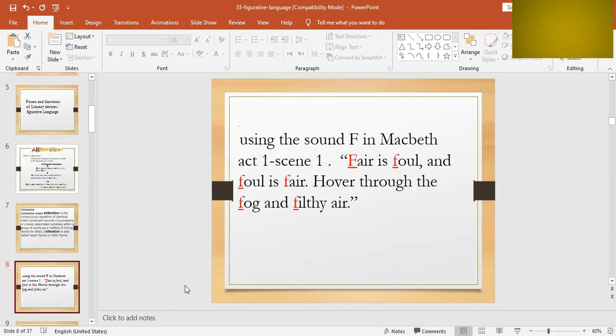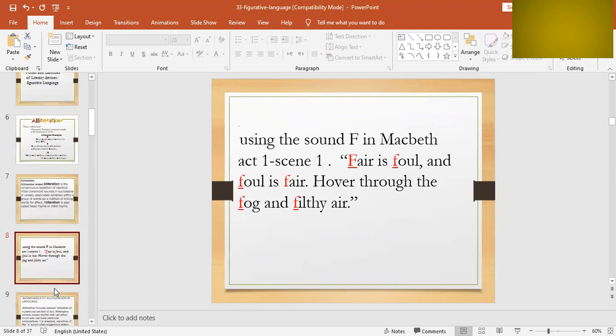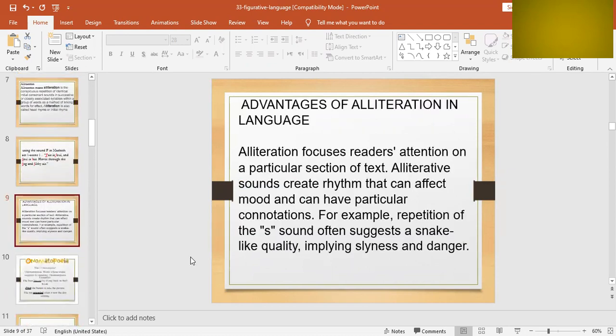What is the benefit of alliteration in literary works? Advantages of alliteration in language. Alliteration focuses readers' attention on a particular section of the text. When you see this F repeated in every word, you focus on it. Alliterative sounds create rhythm and can affect mood and can have particular connotation.